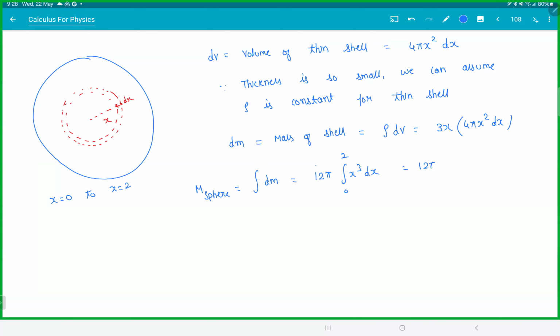This is 12 pi. x cube integrates to x power 4 by 4. Limits will go from 0 to 2. This is 3 pi and 2 power 4 minus 0 power 4. 48 pi kgs.